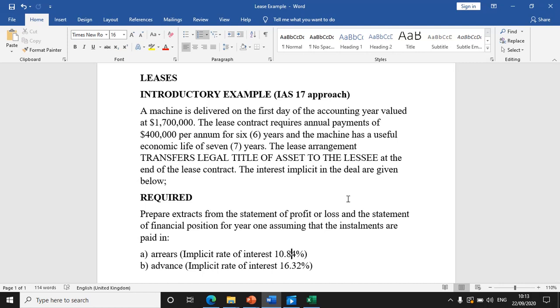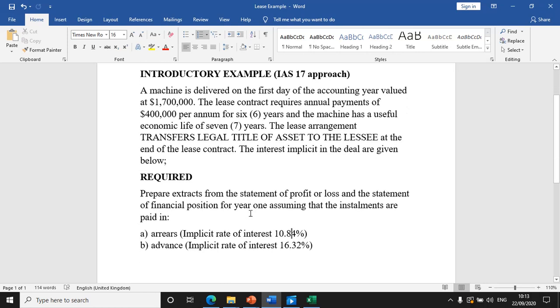The interest implicit in the deal is given below. So you're required to prepare extracts from the statement of profit or loss and the statement of financial position for the year ended, assuming, of course, that the installments are paid in arrears or advance, at those rates. So let us try to have a go at this question again. You can take time to write this question so that as I begin to explain, you are able to counter check with what you have done. Writing is part of learning. Writing, typing is a crucial part of learning.